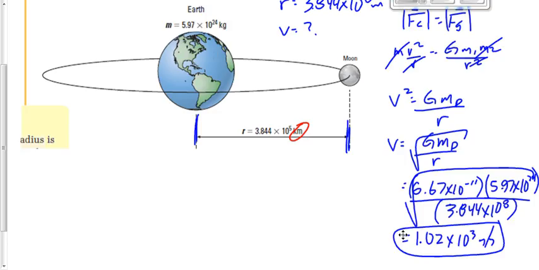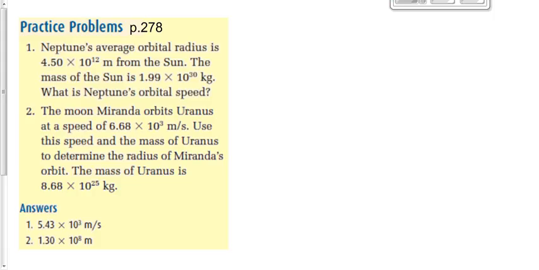All right, let's see what we can do with these two questions, please, on page 278. So then, the moon Miranda orbits Uranus at a speed of 6.68 times 10 to the 3 meters per second. So that's pretty fast, eh? You go around Uranus like that. Use this speed and the mass of Uranus to determine the radius of Miranda's orbit, keeping in mind the whole time that the mass of Uranus is 8.68 times 10 to the 25 kilograms.